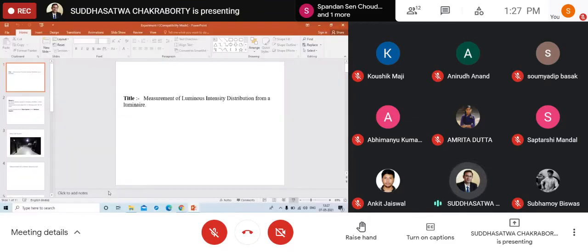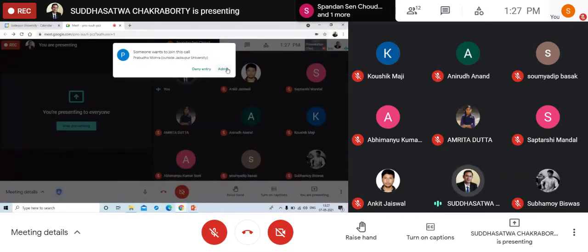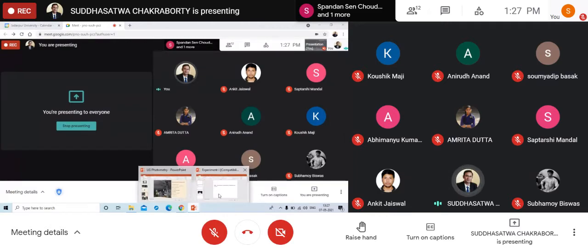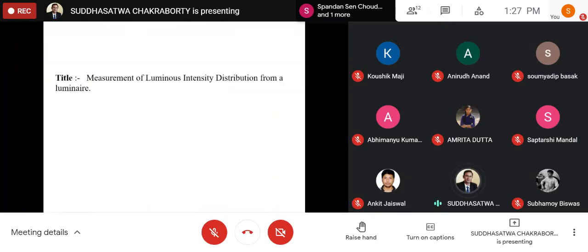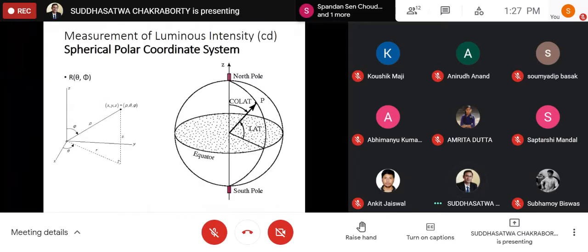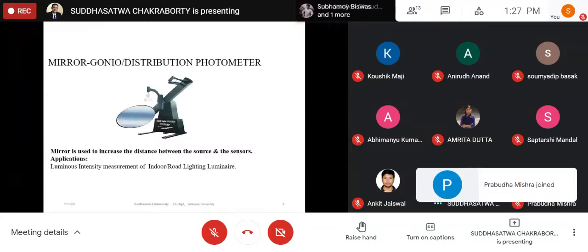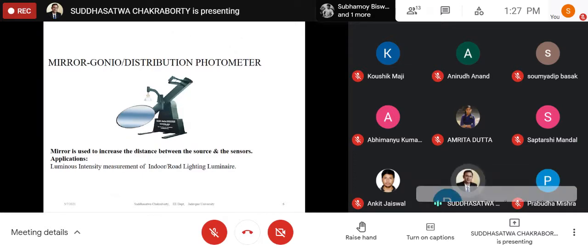So I can share those particular slides with you, so that we'll be able to know how we can do our measurement using the mirror distribution photometer. All the coordinate system stuff we have already talked about. That is a mirror distribution photometer. The concept is very simple.